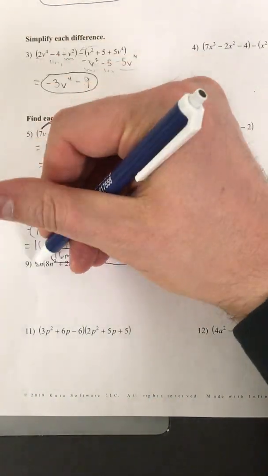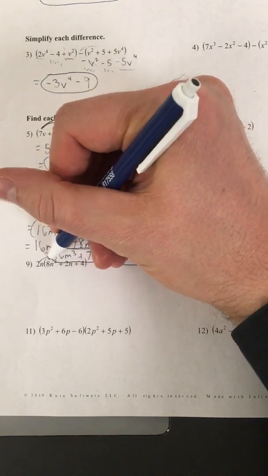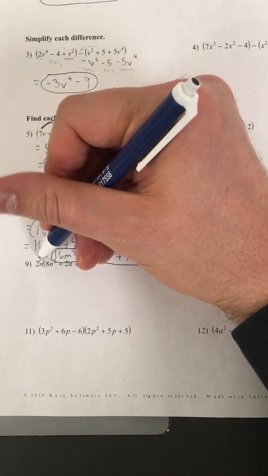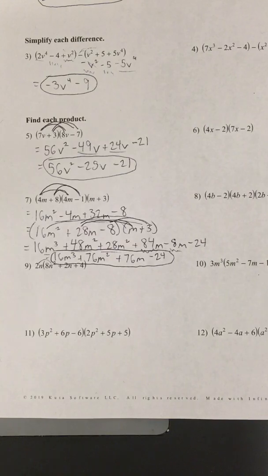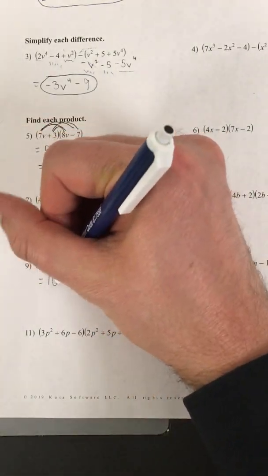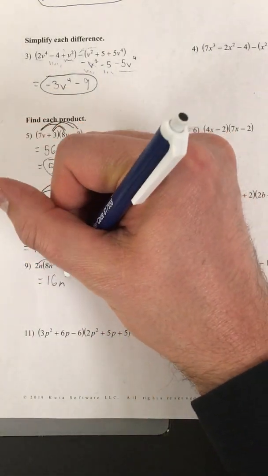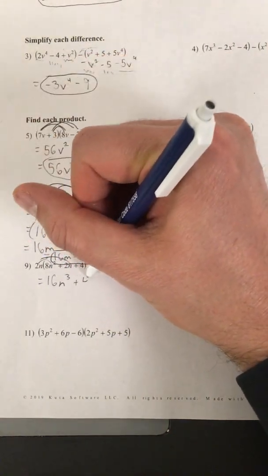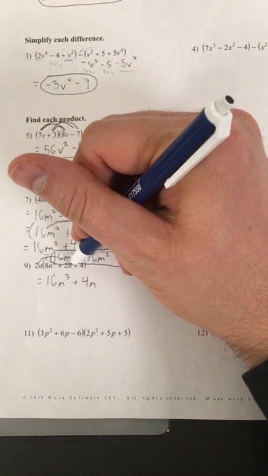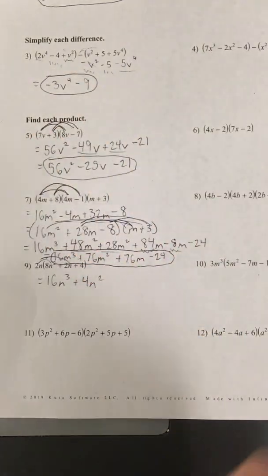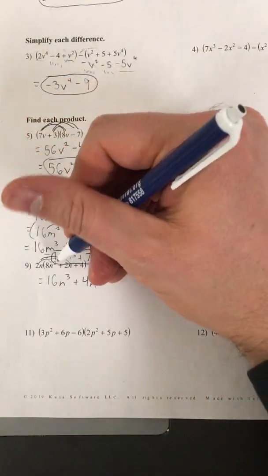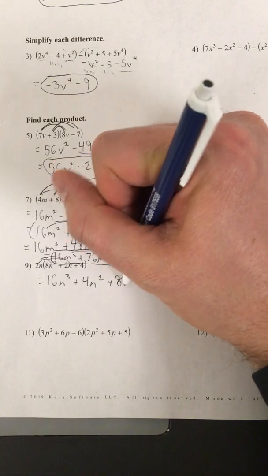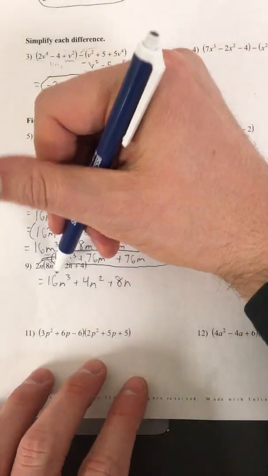This one, I'm just distributing 2n to each of these. I covered that up, but that's an 8n squared. 2n times 8n squared, that's going to be 16 n what? N cubed. And then 2n times 2n, it's not 4n, it's 4 what? N squared. And then 2n times 4 is going to give me plus 8n. There are no like terms, that's the answer.